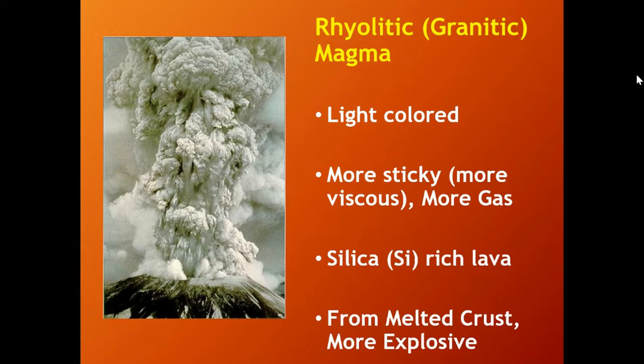Rhyolitic magma is sticky. It is more viscous, so it's thicker. It has more gas in it, typically because it comes from that melted crust. So it's very explosive. Whereas basaltic magma would be about the consistency of melted ice cream, rhyolitic magma would be like syrup or molasses in its consistency, even thicker in a lot of cases.